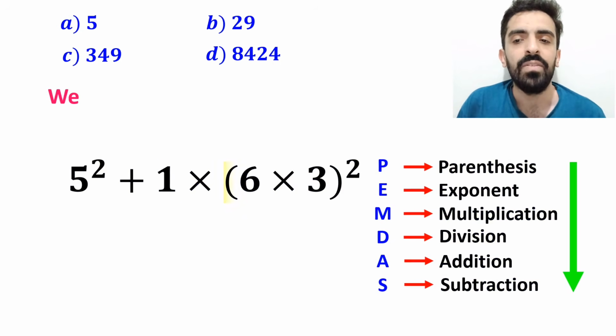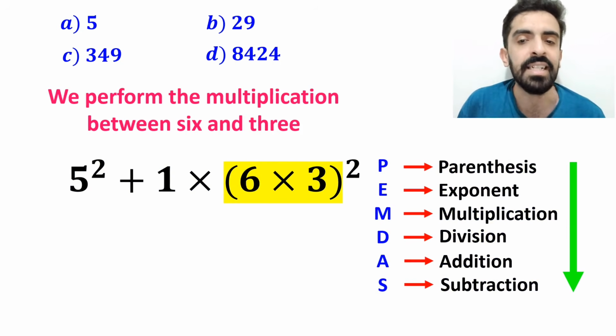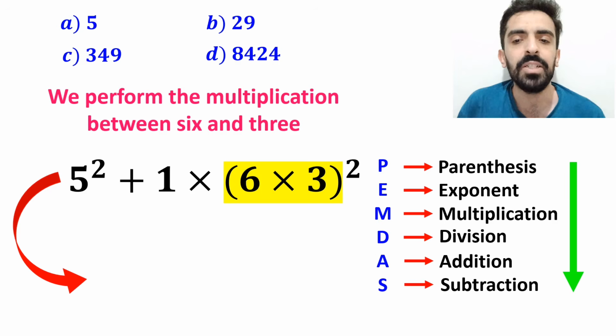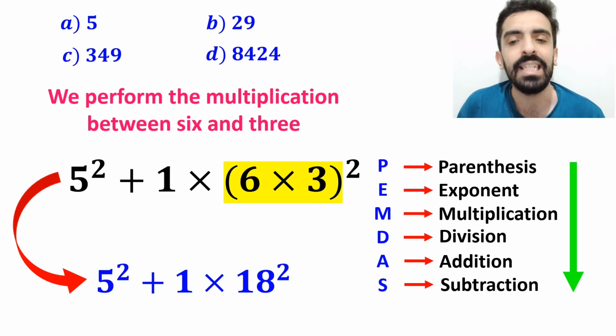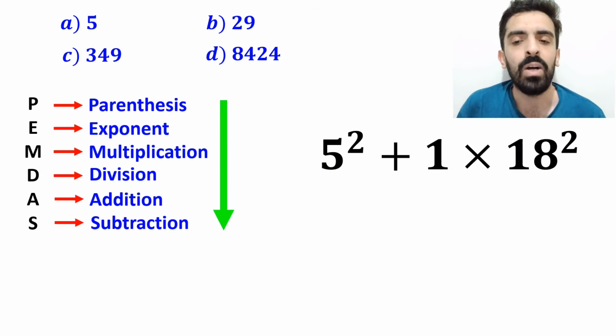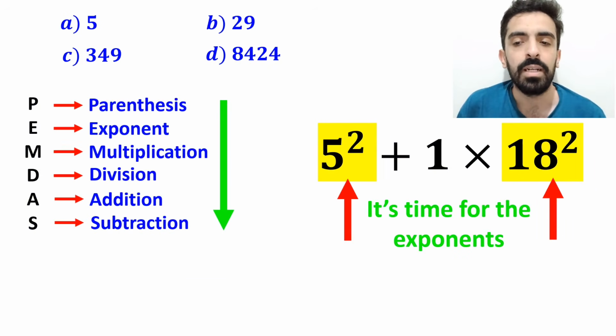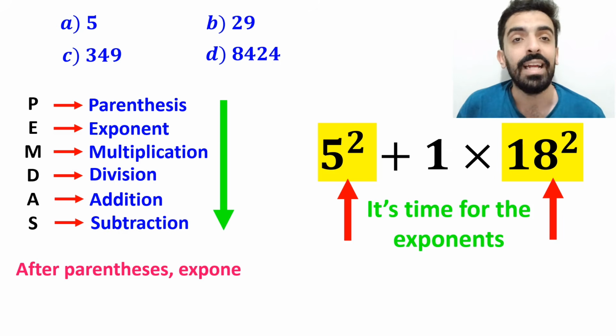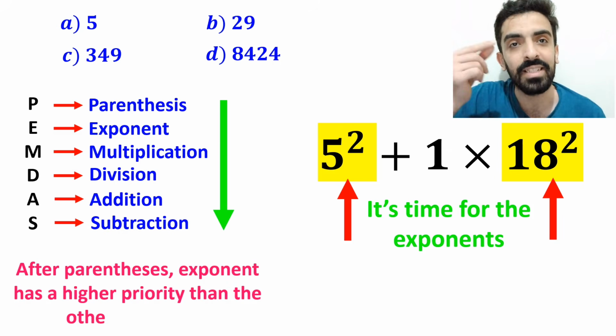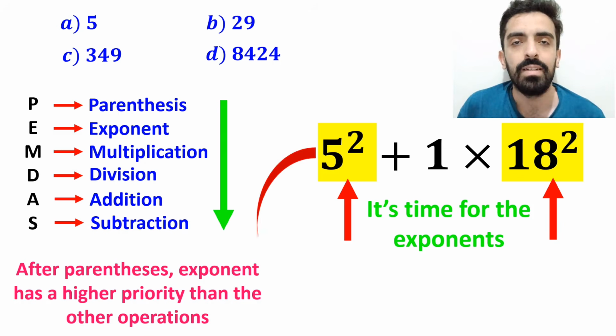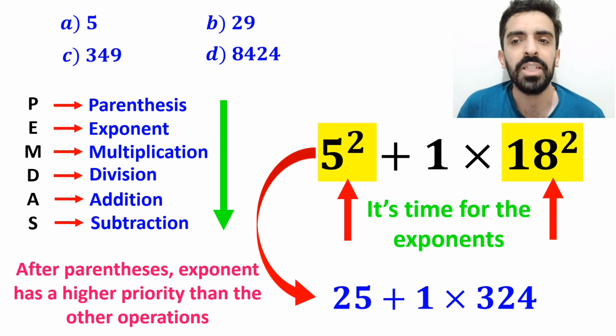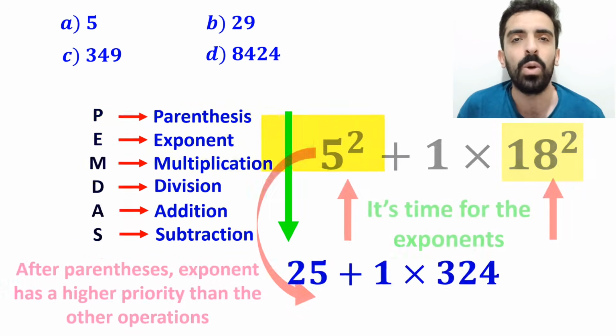And the next step, we perform the multiplication between 6 and 3. And this expression simplified to 5 squared plus 1 multiplied by 18 squared. Now, it's time for the exponents because after parentheses, exponent has a higher priority than the other operations. So, we rewrite this expression as 25 plus 1 multiplied by 324.